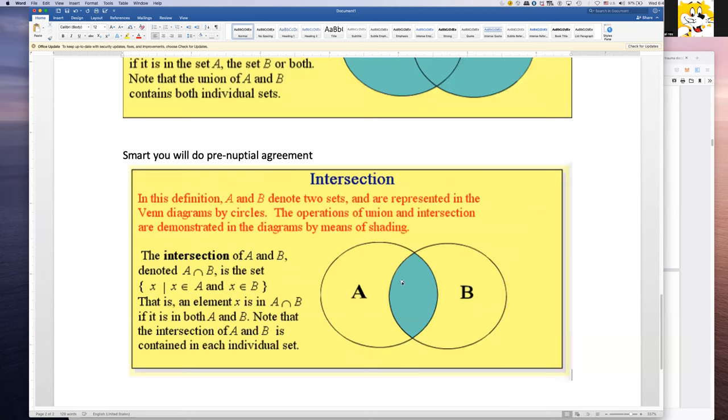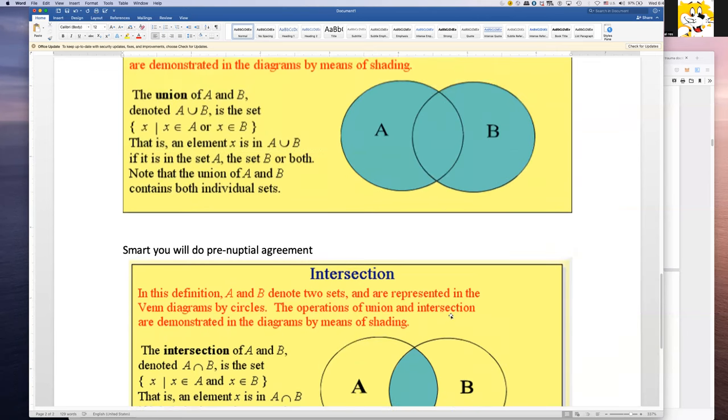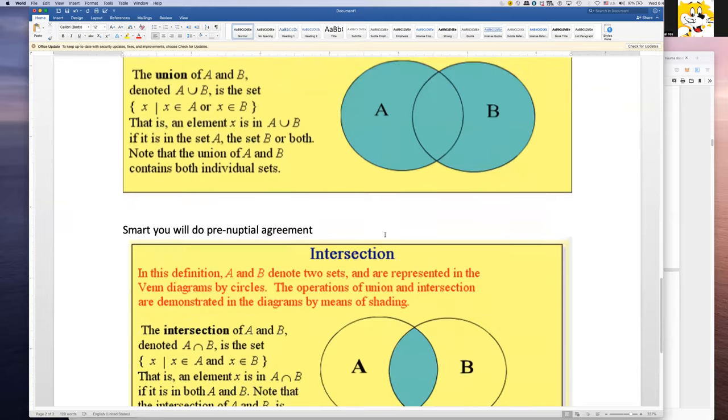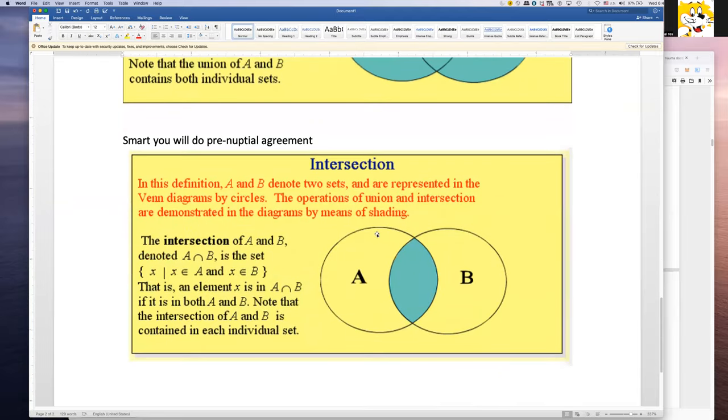So this is me here, A, and this is my significant other, B. And I tell her, yo, you want to get married? We're going to do a prenup. What's mine is mine. What's yours is yours. As opposed to the first sentence I wrote, what's yours is mine and what is mine is yours, right? This is a union. And there's actually nothing wrong with this.